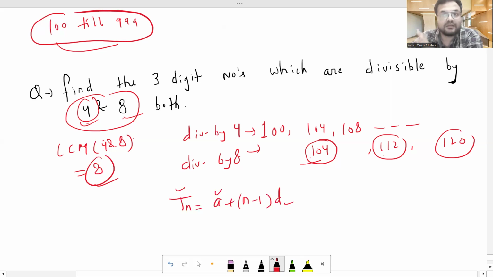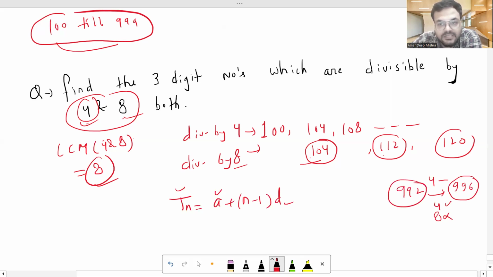So let me check the last three-digit number which is divisible by 8. So 996, it is divisible by 4, but this number, if you check, it is not divisible by 8. Okay, so I'll subtract 4 from this. I will get the previous number is 992. Let me check. So this number, 992, is divisible by 4 as well as by 8.